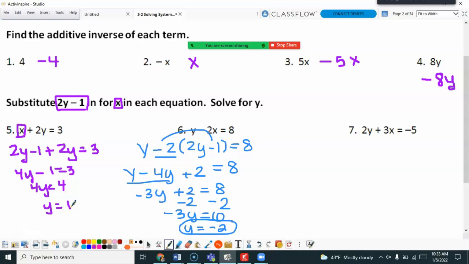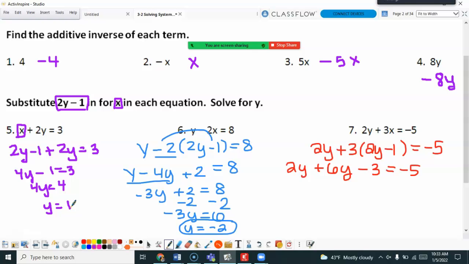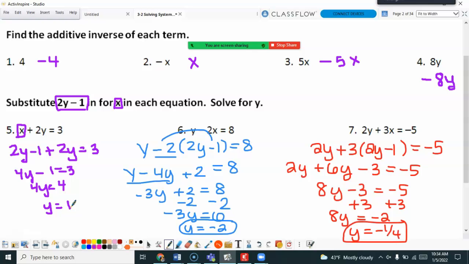Similarly, in number 7, we're going to replace the x with 2y minus 1. So I have 2y plus 3 times 2y minus 1 equals negative 5. We're going to distribute the 3. Combine like terms. Add the 3 to the other side. Divide by 8. And I get y equals negative 1/4.